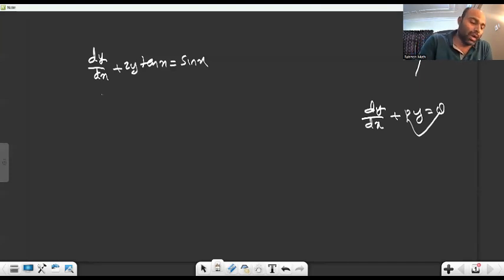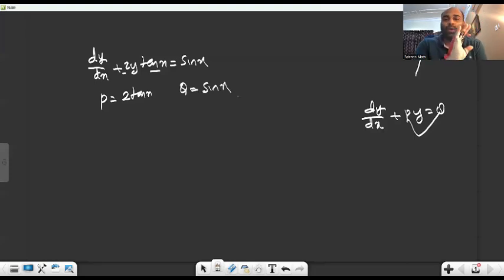So immediately you have to identify your p. P is the coefficient of y, that is 2 tan x. So p is 2 tan x, and q is equal to sin x. Try to understand, q is either a constant or a function of x only. Don't forget that. After that, you have to find your integrating factor.